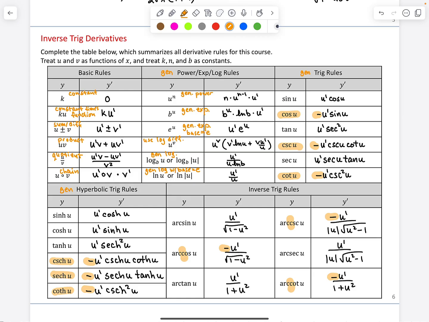Okay, this concludes our lecture today, which was on inverse trig derivatives, with the final slide summarizing all the derivative rules that we have learned up to this point.